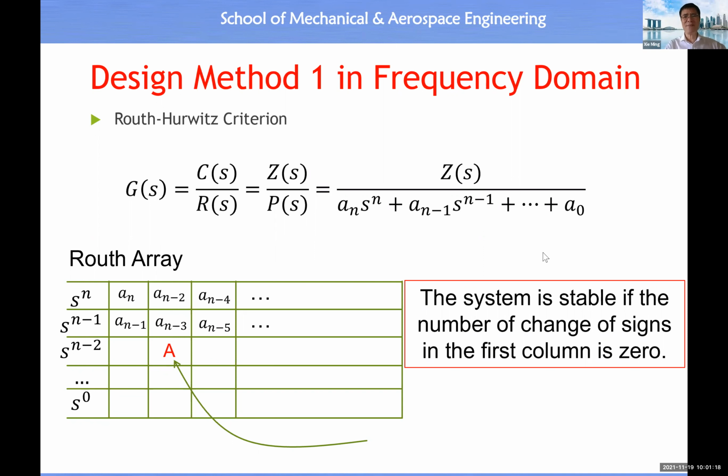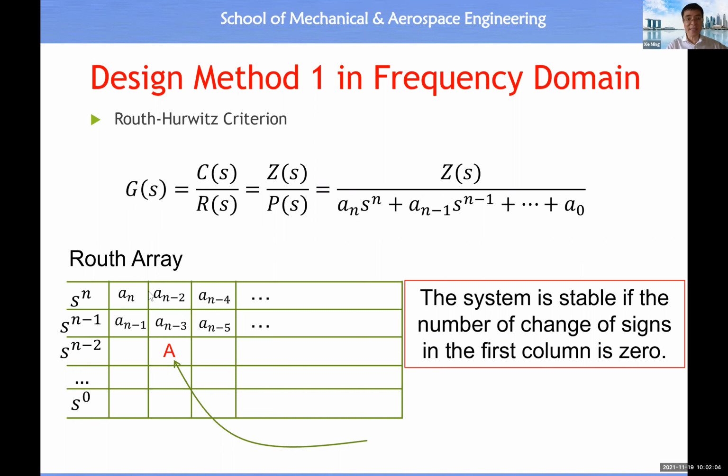Then the first method in frequency domain is this powerful method called the Routh-Hurwitz criterion, okay? This method makes use of the characteristic equation, or denominator equation. Then we use the coefficients inside this polynomial equation to build up the first two rows of the Routh array. And the Routh array will have n plus one rows, okay? So you have the S zero row, S one row, all the way to the S power n row, okay?